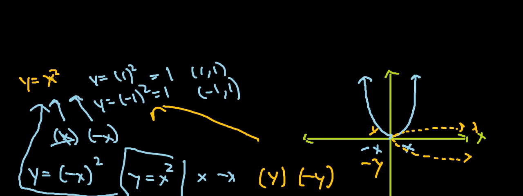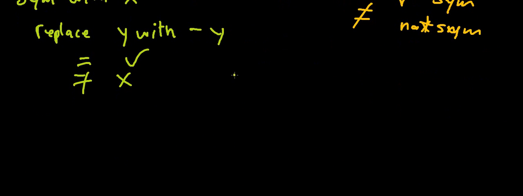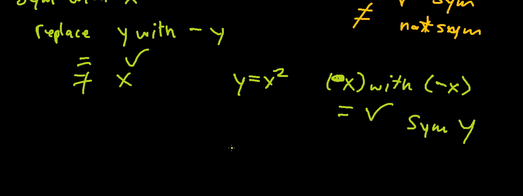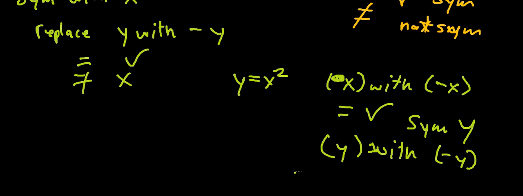So for y is equal to x squared, we replaced x with minus x, and we got the same thing. So it was the same equation, so it was symmetrical with the y-axis. And then we replaced y with minus y, and we got y is equal to minus x squared, which is not equal to this. So that's all there is to it. You just replace the appropriate variable with a minus of itself, and if you get the same thing, it is symmetrical, and if you don't, then it's not.